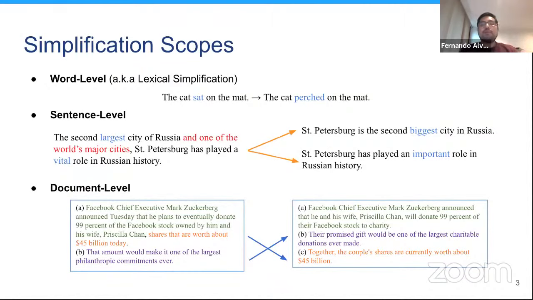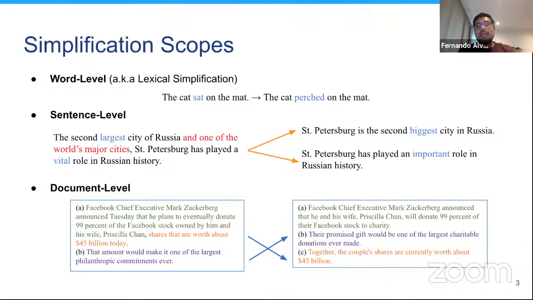Now, depending on the operations that you perform, simplification has different scopes. You can do it just at the word level, which is also called lexical simplification. And you only focus on lexical paraphrases. For example, the cat sat on the mat, the cat perched on the mat. So you only change individual words or individual phrases, and that's it. You don't worry about the syntactic structure or anything other than that. When you go to the sentence level, you can have more variety of operations: lexical paraphrasing, splitting, deletion, etc.